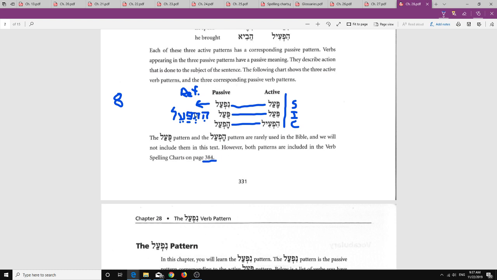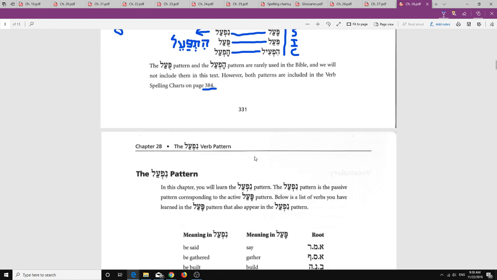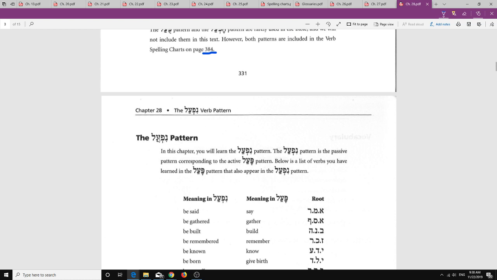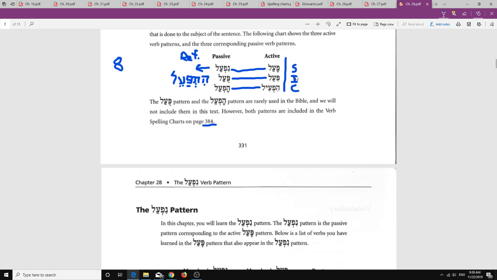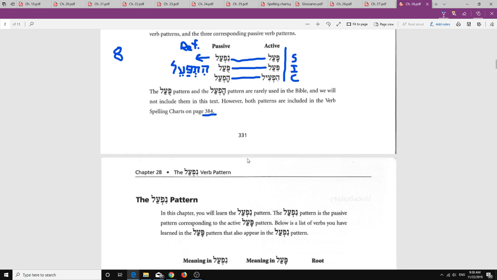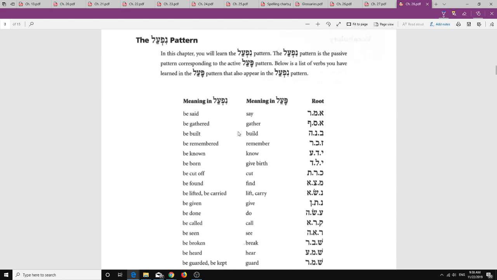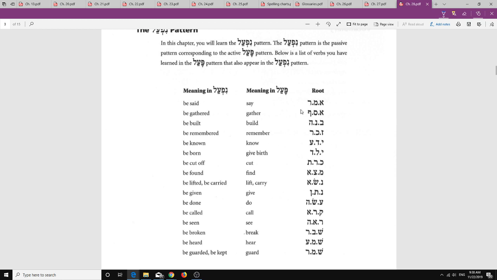Okay, so 7 main stems, an 8th one that is rarely ever used, and that's about it. In this chapter we're going to specifically be talking about the niphal pattern. Remember, that is simple passive. For instance, we have amar, which might be "he said." Then if we had nimar, it would be "he was said."